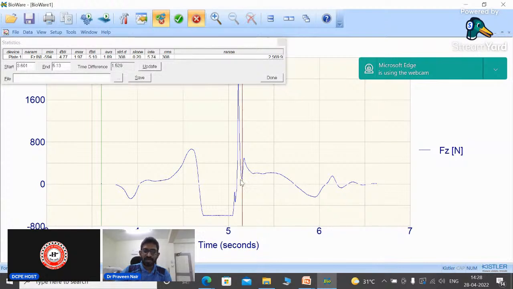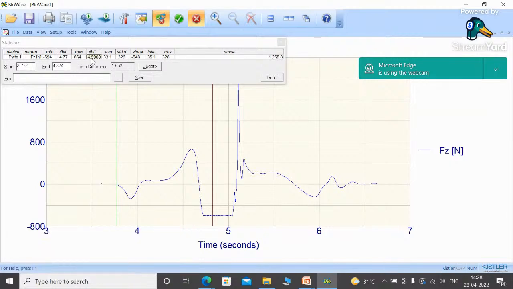As you can see, this is my maximum force which I have exerted, 664 newtons. Using the cursor, I can find out at what time the maximum force occurred, 4.5 seconds. Okay, so you can see, is it visible? Visible now? The cursor? Yes, sir, it is. Okay, so now this is my peak takeoff force, right? This is my peak takeoff force.